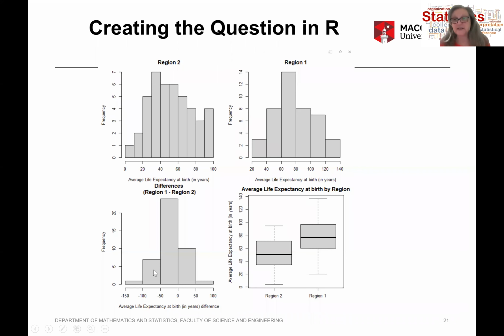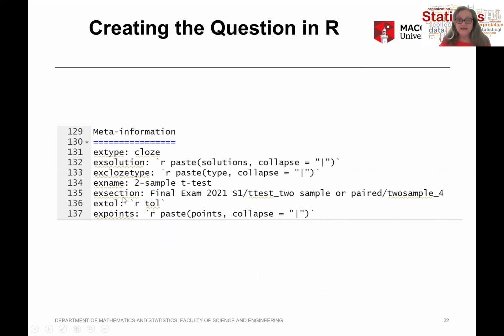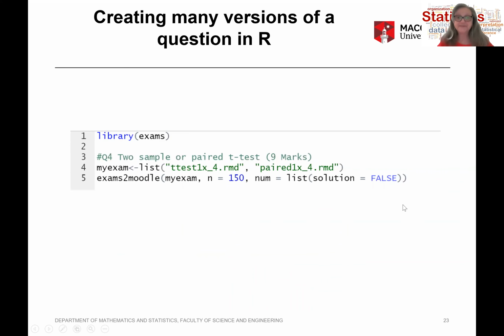So if it's a paired t-test, we look at whether the differences are normally distributed or not. And then in R, at the bottom of my R script, I say this question will go to final exam 2021 semester 1 in a subset called 2 sample or paired. And then this will be under the 2 sample, and that is the 4th scenario. So that's what I do in R.